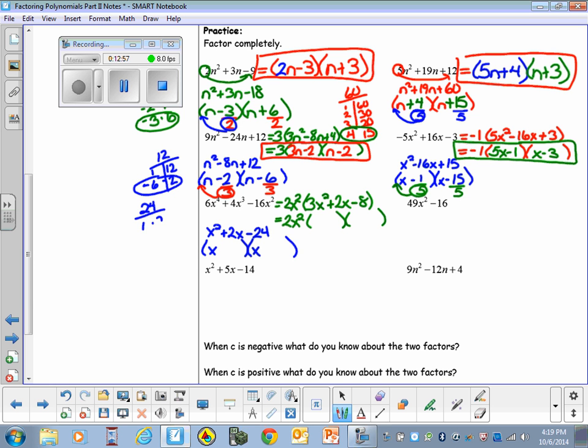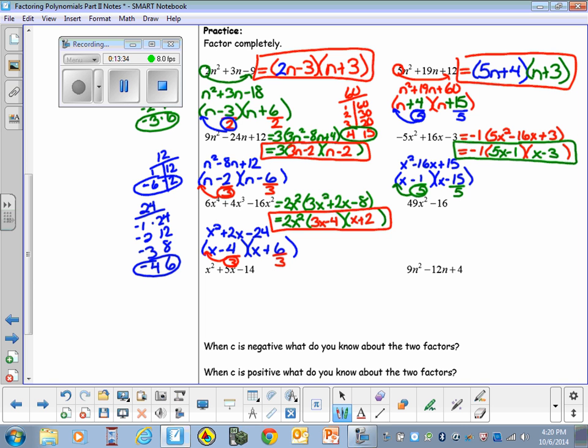24 is 1 times 24, 2 times 12, 3 times 8, 4 times 6. Aha! The middle term is positive, so the biggest number has to be positive. Negative 4 plus 6 will equal 2. Now divide by a, which was 3. Remembering to slide it back in front when it won't divide nicely. 3x minus 4, x plus 2.